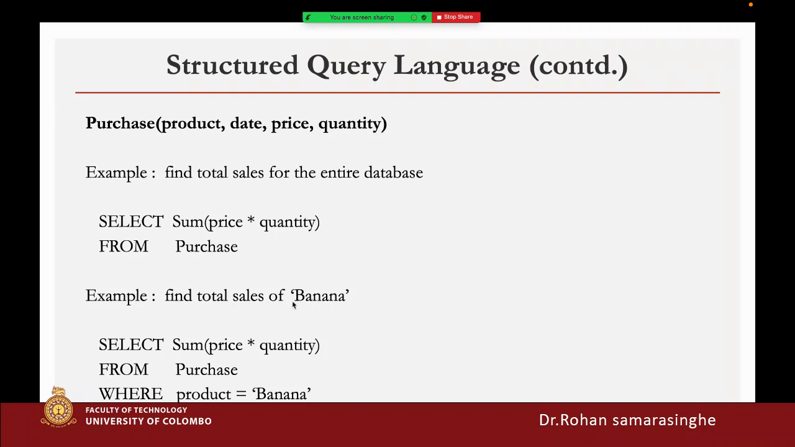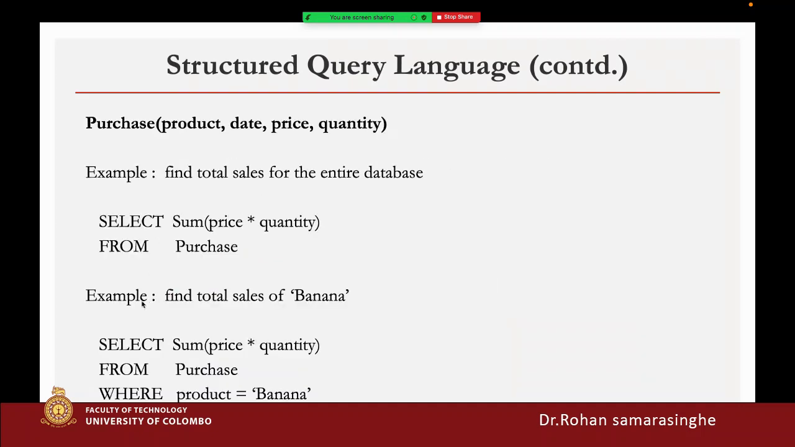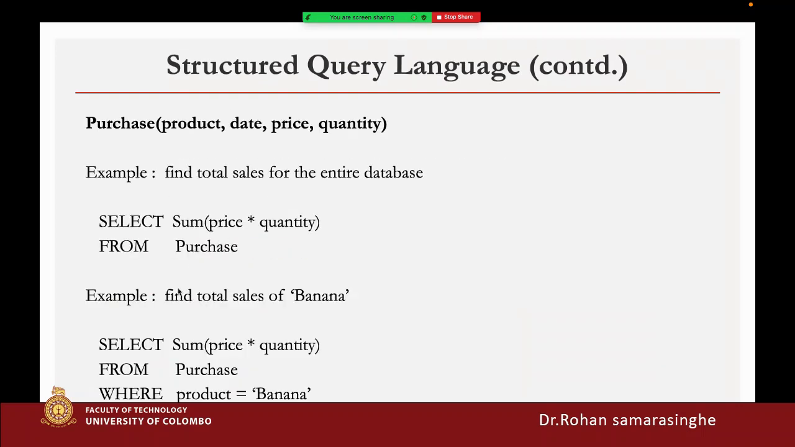Find total sales from banana. That is for the banana sale. Only for the banana, in such case you can write select sum, price into quantity from purchases. So especially you have to mention the product: the product equals banana. Product name is the banana. In such case you can get the total sales only for the banana. If you put the apple, only for the apple. Okay.